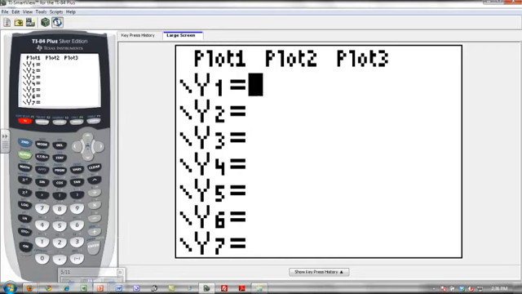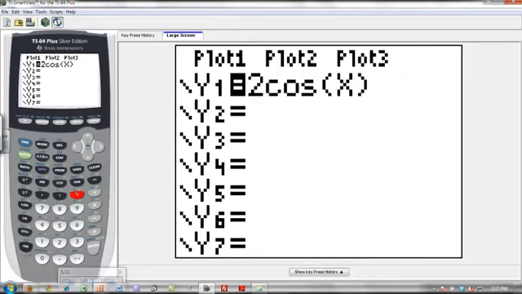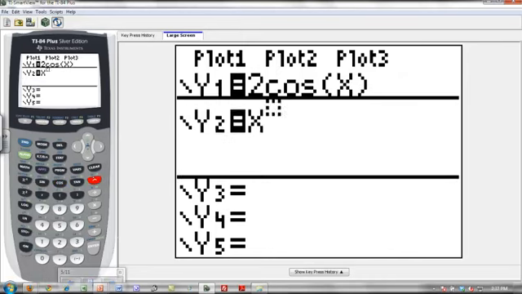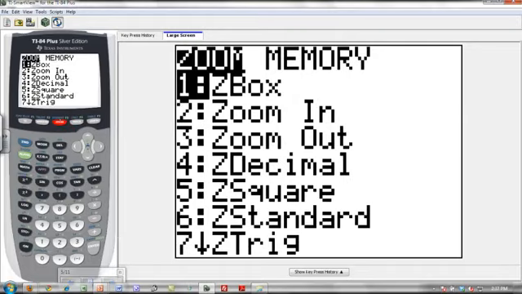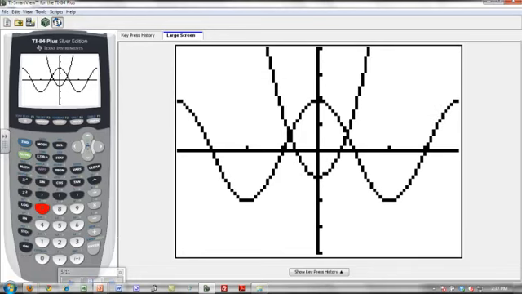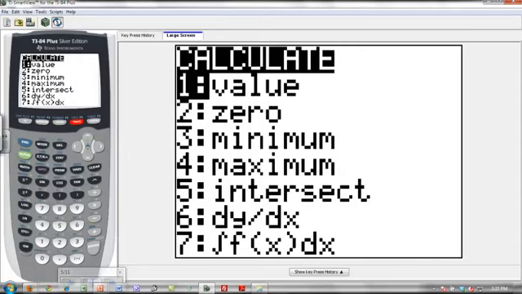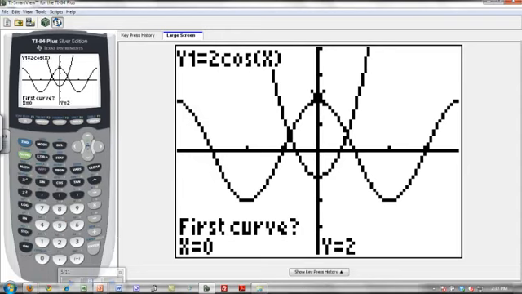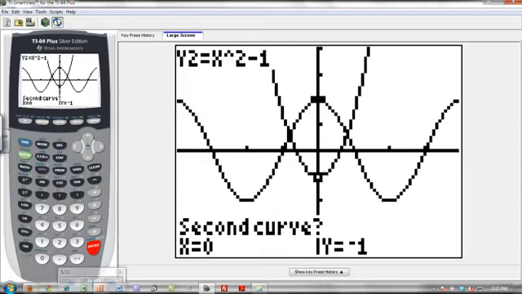What was it, was it 2 cosine x as our function? Zoom trig might be the right scale on which to see these graphs and their intersection. Looks great. Second calc, 5 for intersection. First curve, yes. Second curve.